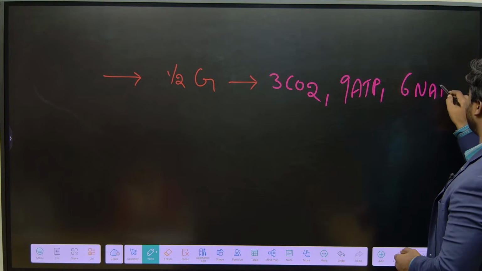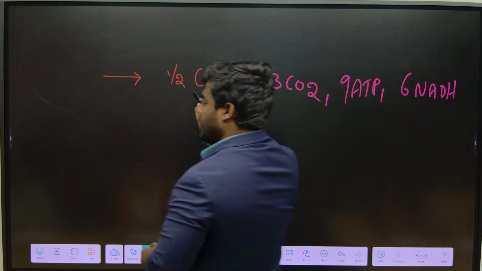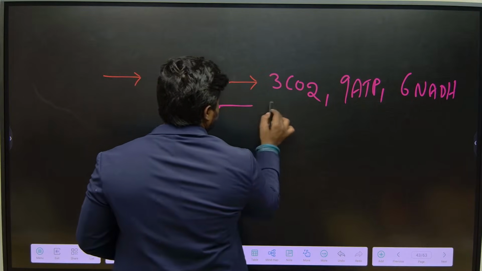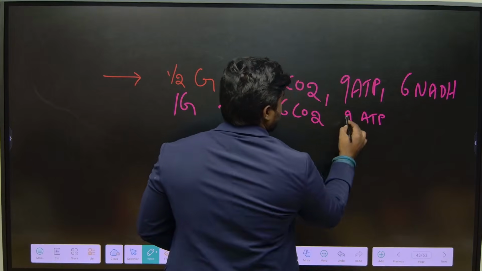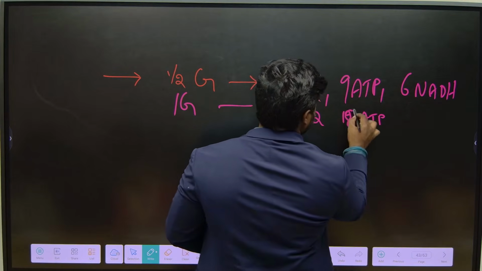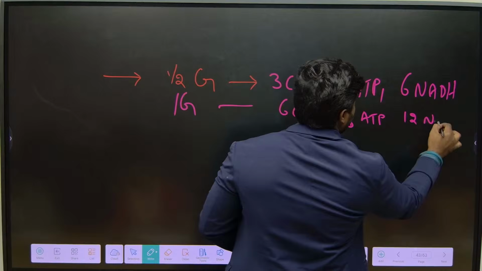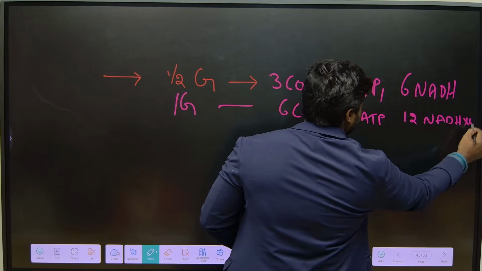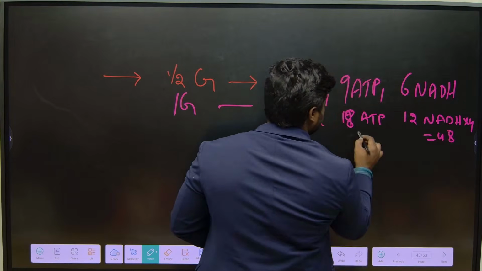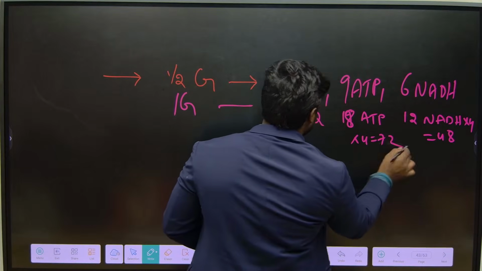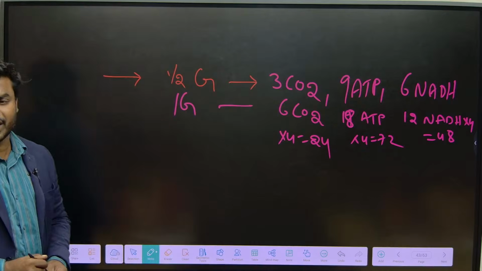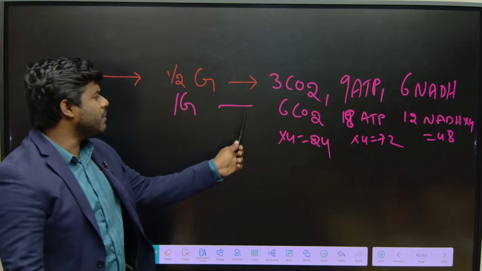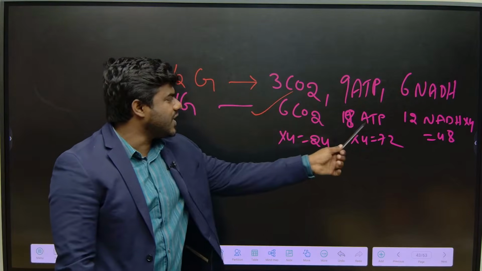So then you can calculate for 1 glucose, which is 6 carbon dioxide, I'm sorry, how much ATP? 18 ATP and 12 NADPH. So multiply by 4, which is 48 ATP, 72 in the same way for ATP, and 24 for carbon dioxide. Correct? So you always remember for one molecule, then it is easy to answer for all others.